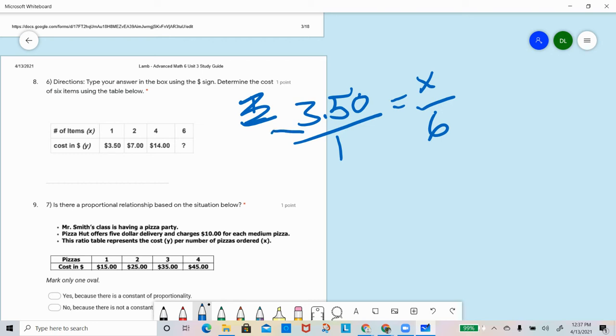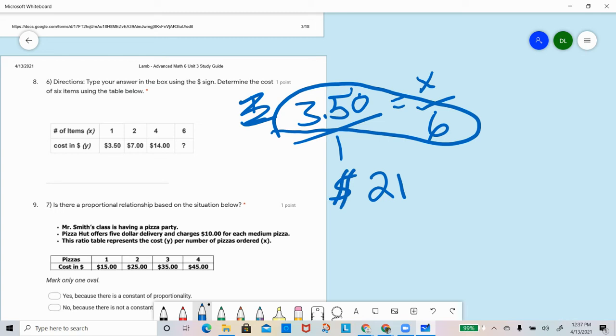All I really have to do is multiply these two together. So I have 3.50 times 6 equals $21. Now remember, you got to read what the directions say. It says type your answer in the box using the $ sign. So $ sign 21, and I would make sure it looks like money. So I would make it 21.00. Hopefully that's what they did on the answer key.